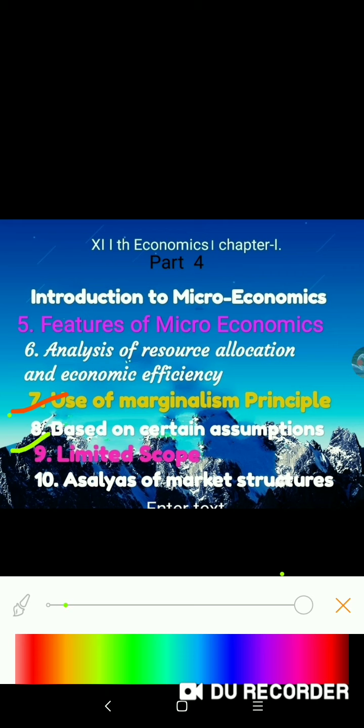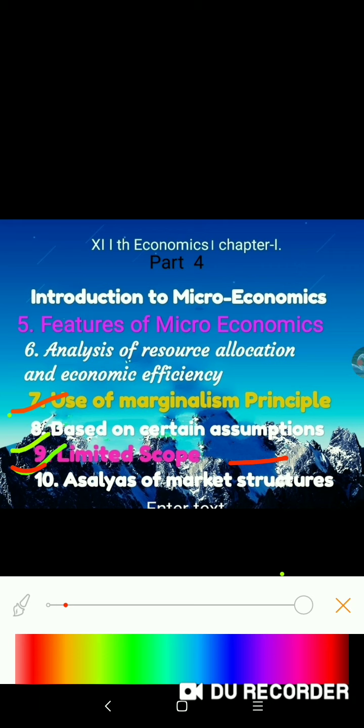Next point, limited scope. Microeconomics studies individual economic units and not the whole economy. It does not deal with nationwide problems like unemployment, inflation, deflation, poverty, balance of payment situation, economic growth, etc. So its scope is limited.